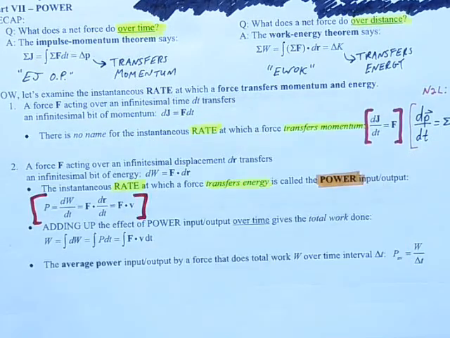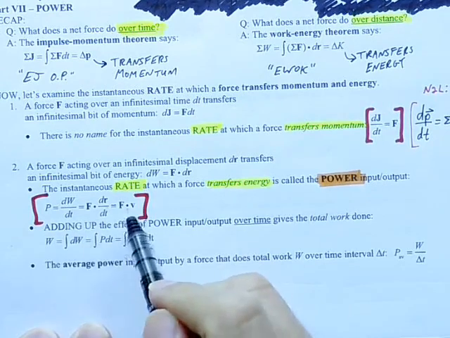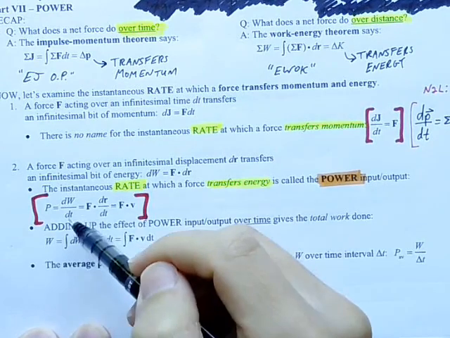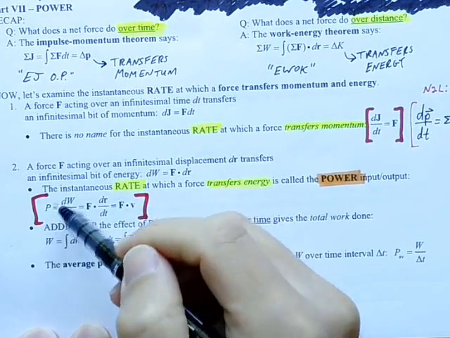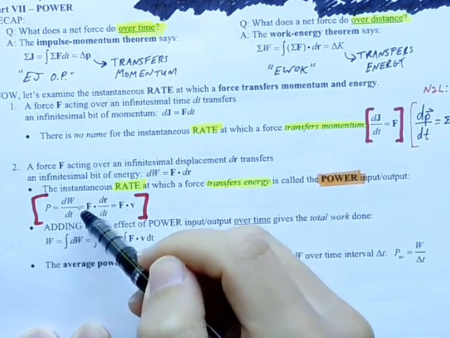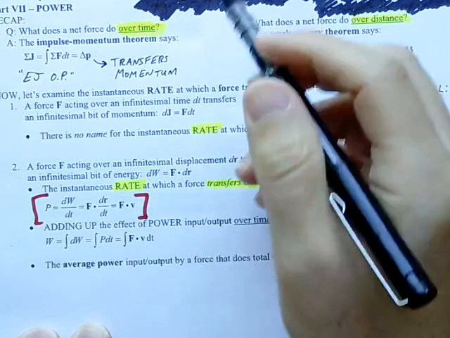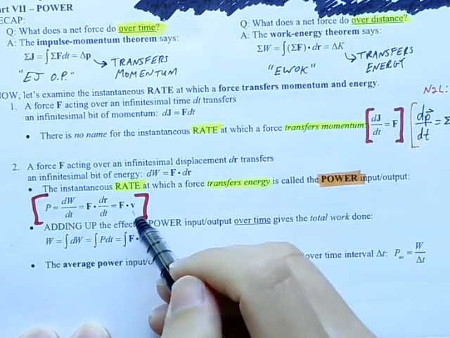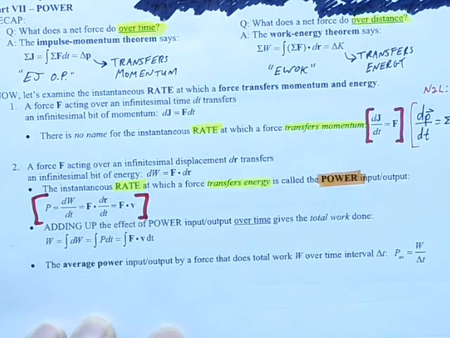So there we go. There's our definition of power, and we see these two equivalent ways of expressing it. Both are useful. dW/dt, so the work done over time, the instantaneous rate at which energy is being transferred, or in terms of force and velocity, the dot product of those two vectors.